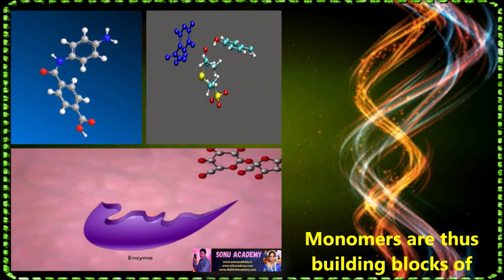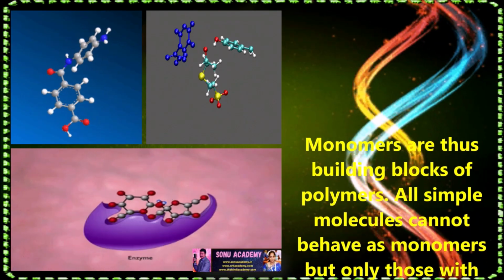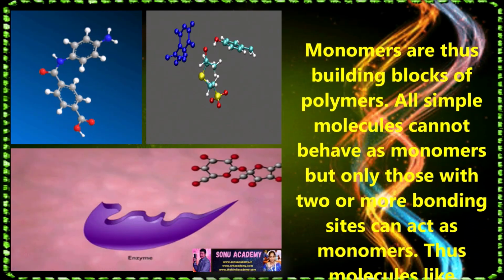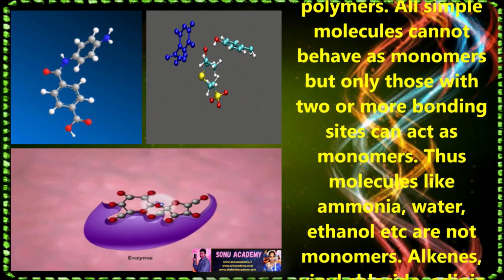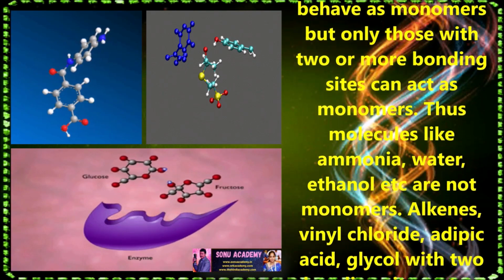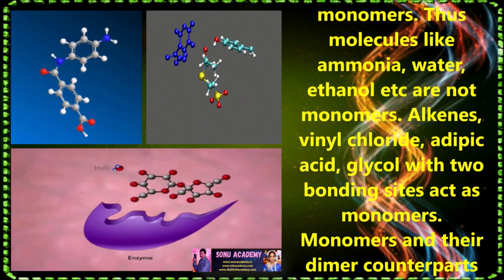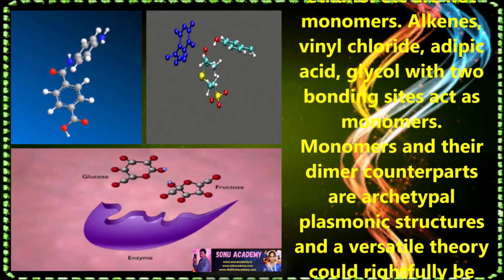Children, monomers are the building blocks of polymers. Not all simple molecules can be monomers, but only those with two or more bonding sites can act as monomers. Molecules like ammonia, water, ethanol, etc. are not monomers. Alkenes, vinyl chloride, adipic acid, and glycol, with two bonding sites, act as monomers.